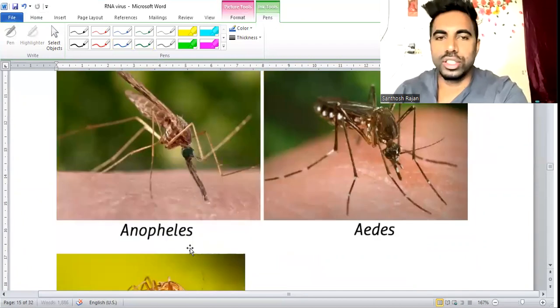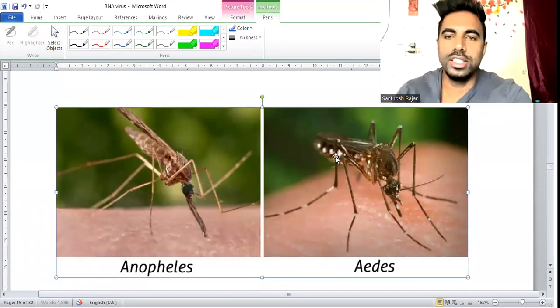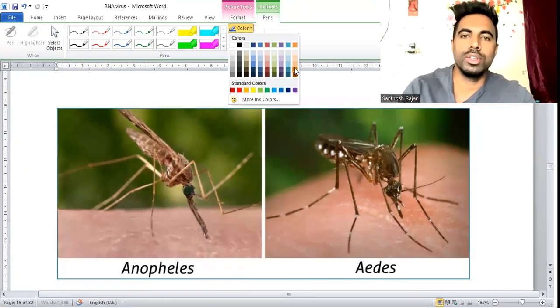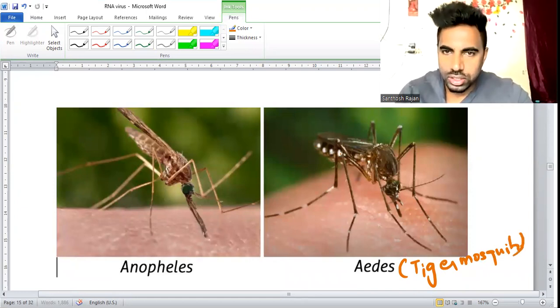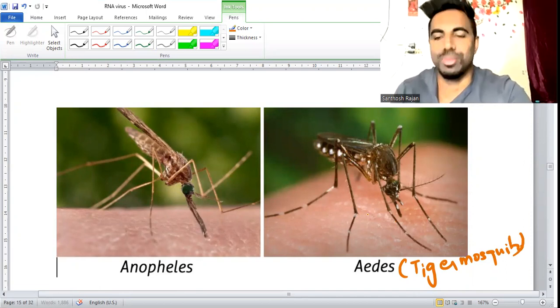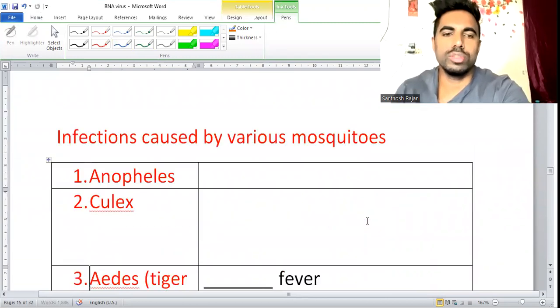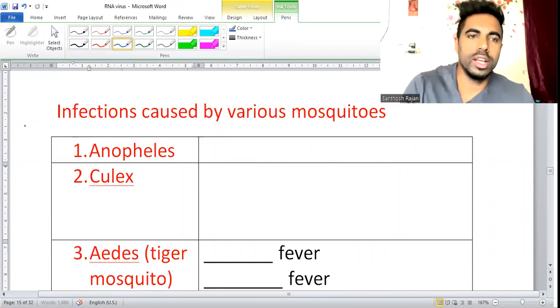These are the mosquitoes, okay? When you talk about mosquitoes, these are the common mosquitoes which are spreading disease: Anopheles, Aedes, and Culex. Aedes is otherwise called the tiger mosquito. You know that, tiger mosquito. All these spots, the spotted wings, are characteristic of your tiger mosquito. Now, infection caused by various mosquitoes. This is a very important question you must know. This is a frequently asked question.